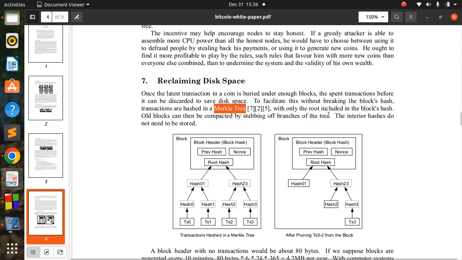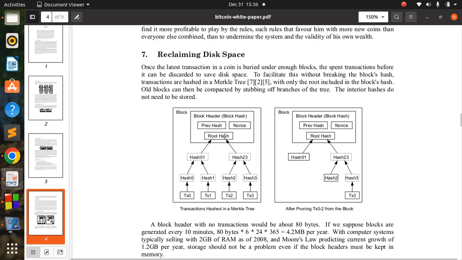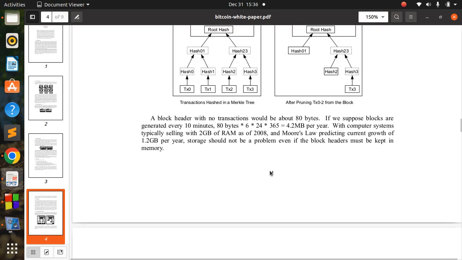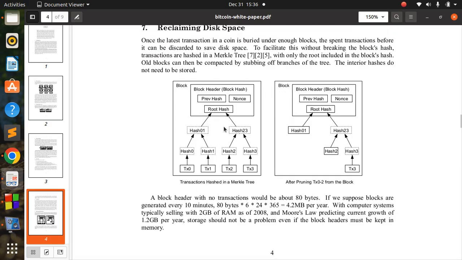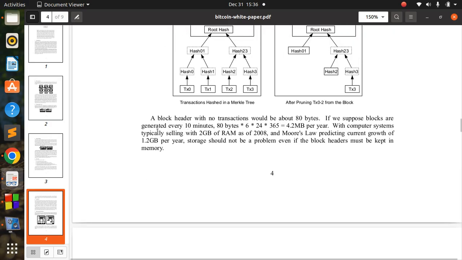With only the root included in the block's hash, old blocks can then be compacted by stubbing off branches of the tree. You see, the interior hashes do not need to be stored. That's what we saw in that picture. Remember that? So you just keep storing it like this, hashing it. This is under reclaiming disk space, okay? Like I explained in the principle, it's just like sending someone a text message and then you delete that text message from your own end, or you try to save that text message, copy it and save it somewhere. That's what it's about.